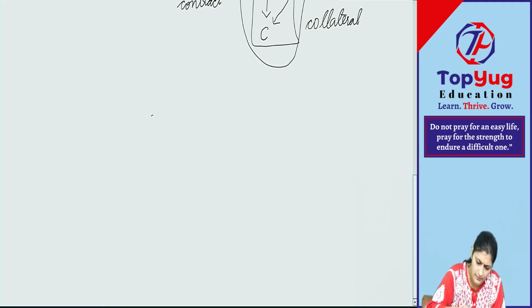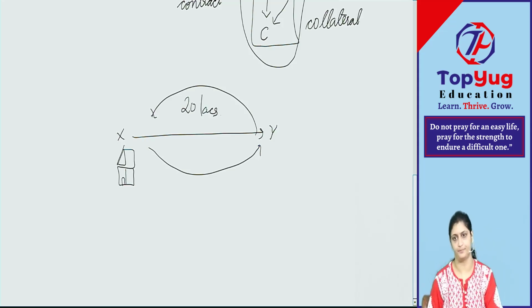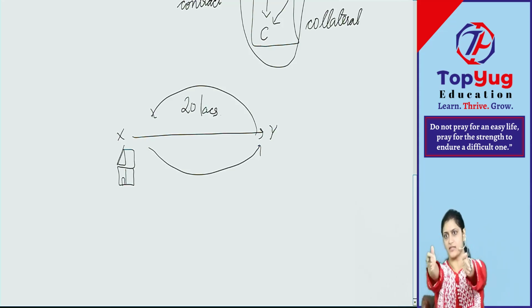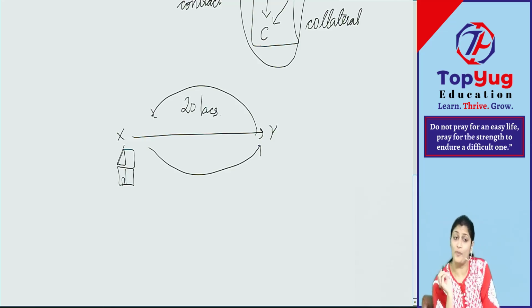X is entering into a contract with Y, where X is having a house which he wants to sell to Y, and Y is required to pay 20 lakh rupees to X. X is having a house, he wants to sell that house to Y, and Y is required to pay how much? 20 lakh rupees.